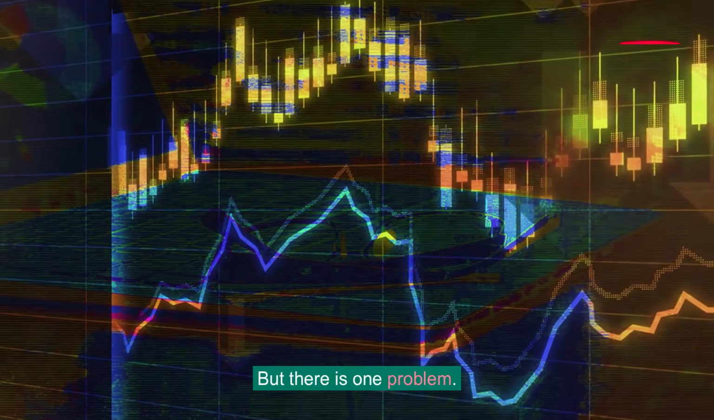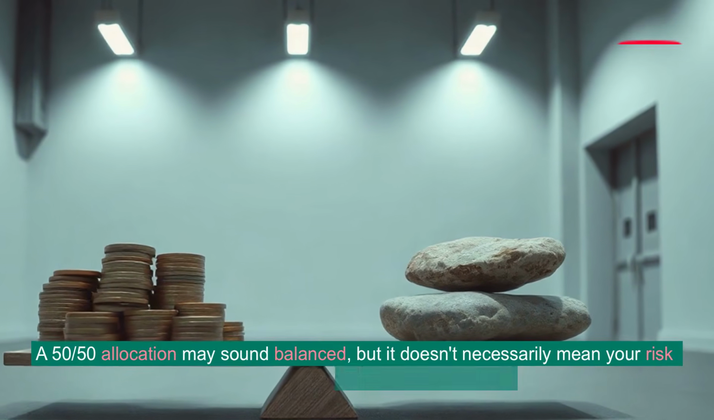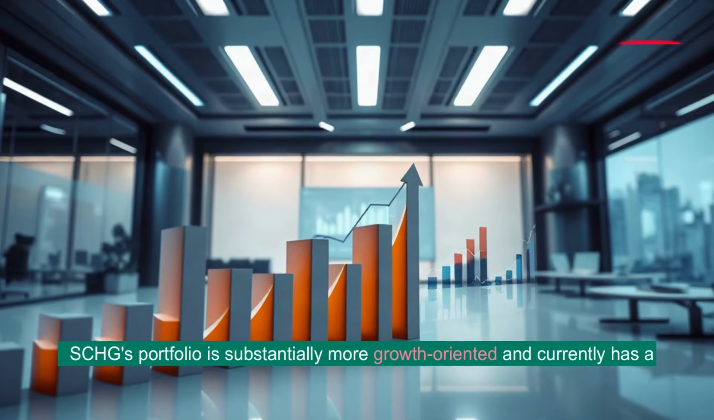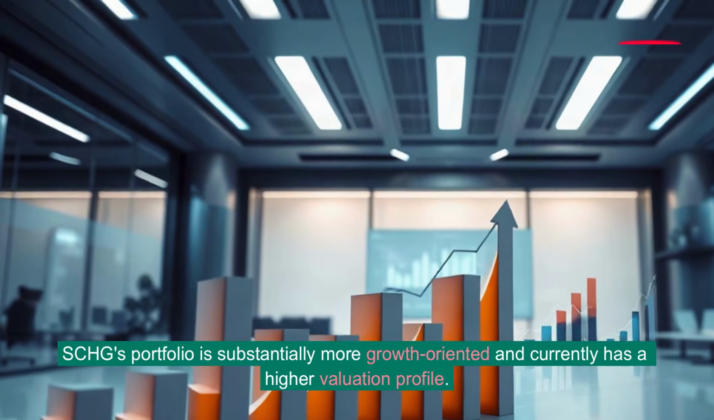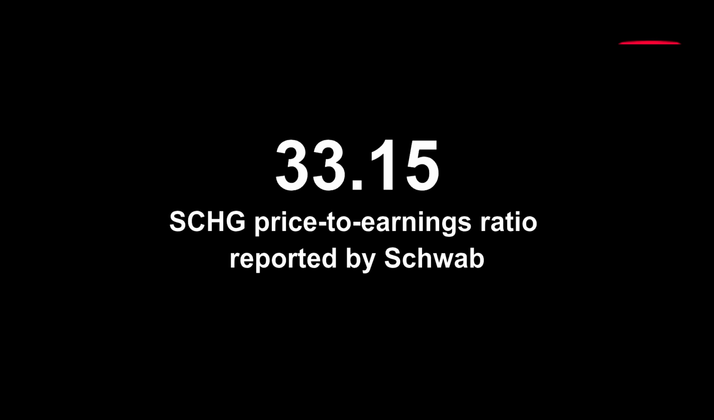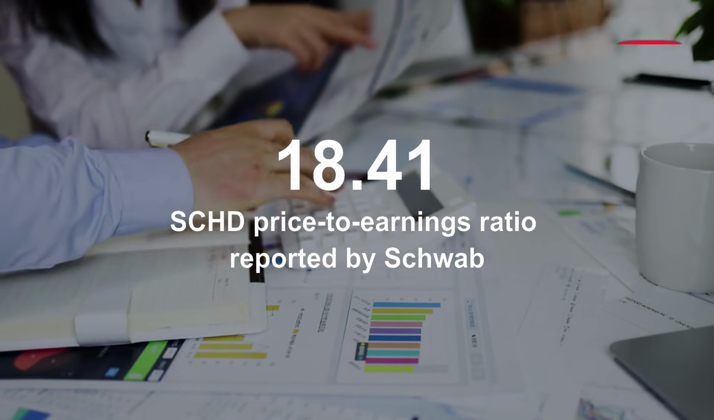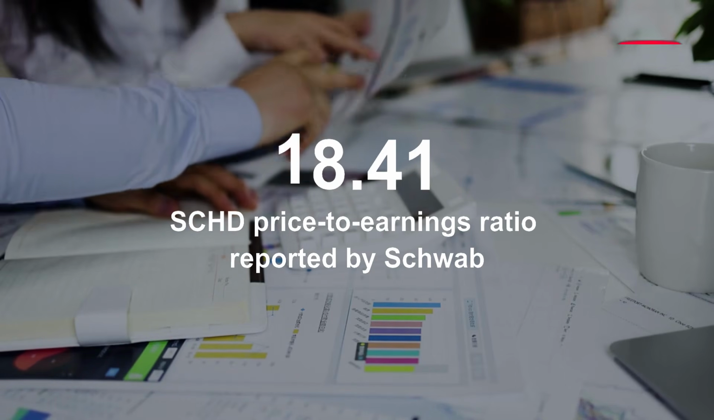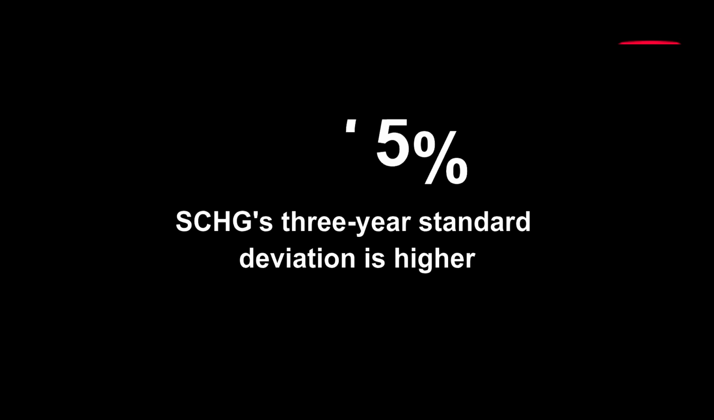But there is one problem. A 50-50 allocation may sound balanced, but it doesn't necessarily mean your risk exposure is balanced. SCHG's portfolio is substantially more growth-oriented and currently has a higher valuation profile. As of June 2026, Schwab reported a price-to-earnings ratio of roughly 33.15 for SCHG, compared with about 18.41 for SCHD. SCHG also had a higher 3-year standard deviation, about 16.75% versus 13.32% for SCHD. So even though you're splitting your money equally, the two halves aren't behaving the same way.